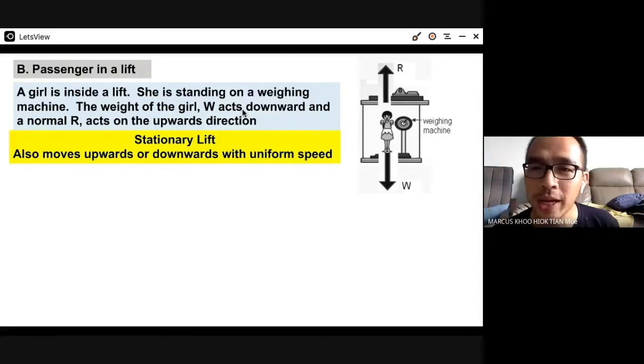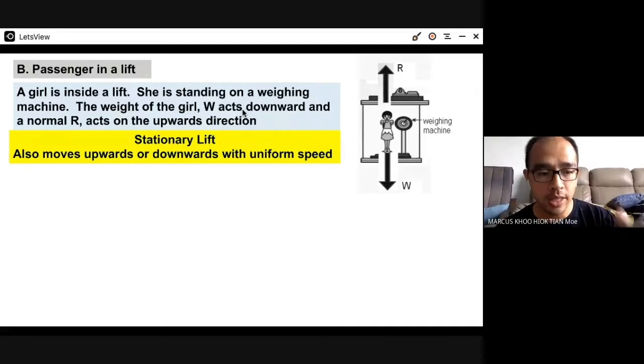I don't know whether you realize this, but whenever you enter a lift, when it starts to move, you get this very funny feeling. Macam kau tiba-tiba terasa tertarik ke bawah atau kau tiba-tiba terasa terapung ke atas. That kind of feeling lah. And that is actually explained by resultant force.